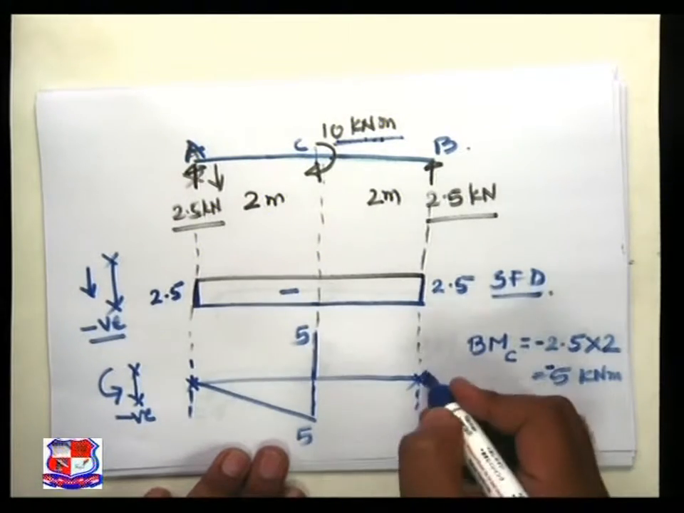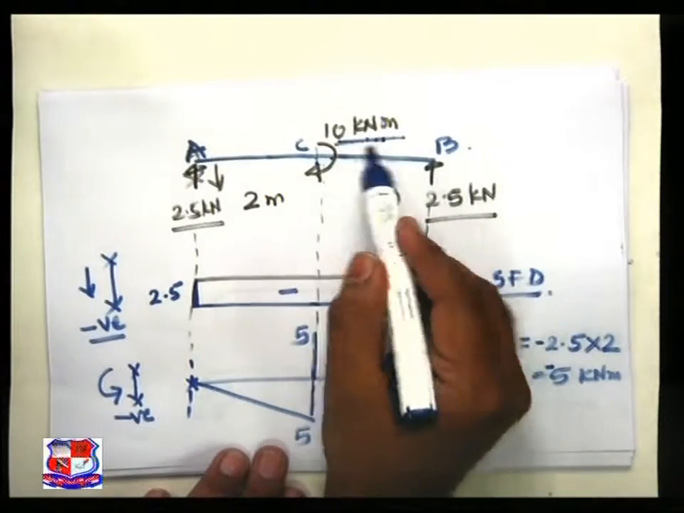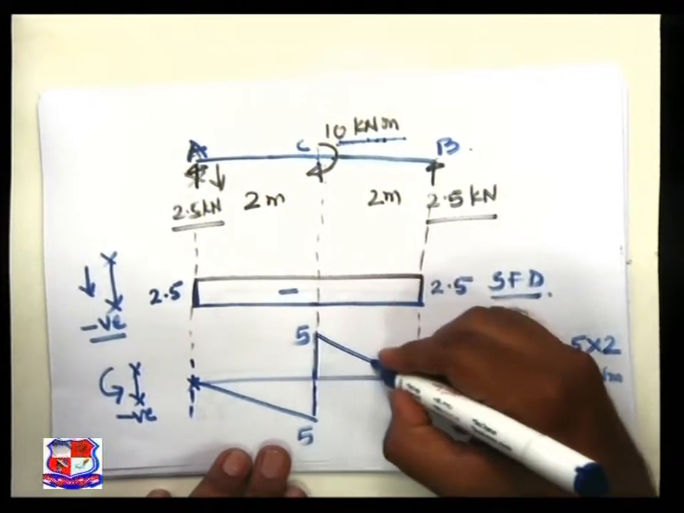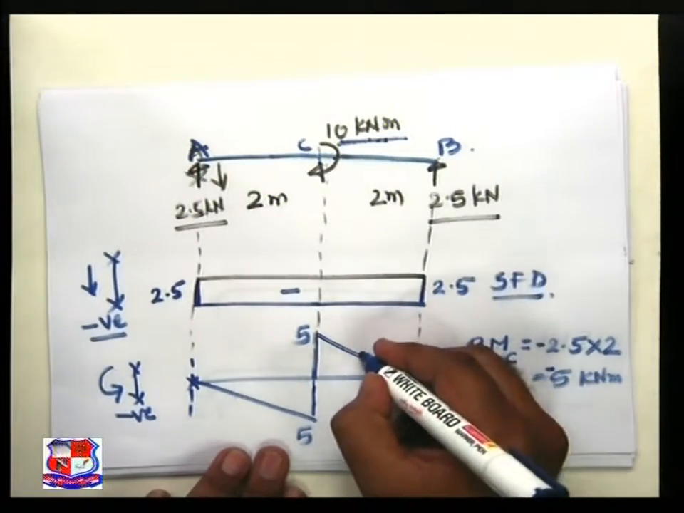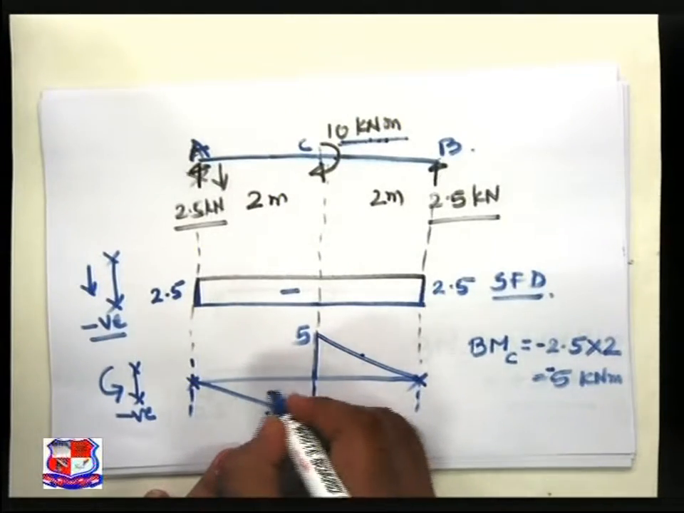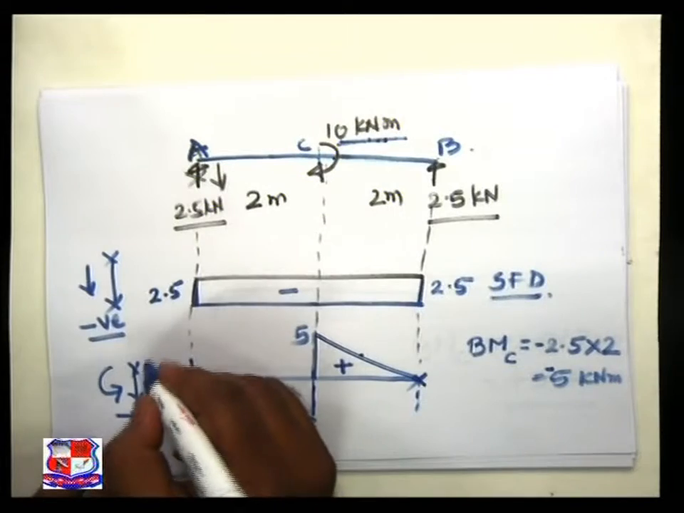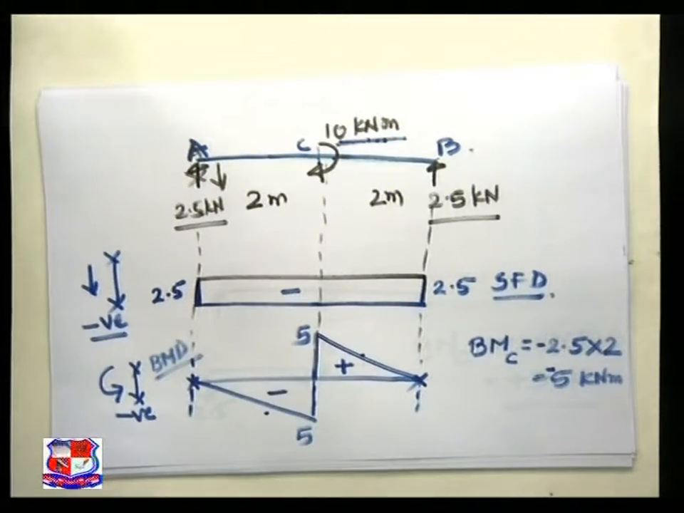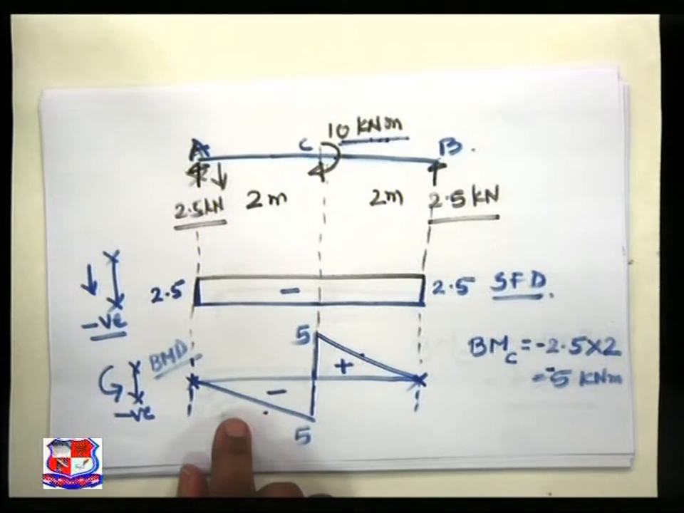Next, at B we know the value is 0, and between C and B there is no load. Variation is given by inclined straight line. This is a straight line, this is also a straight line, negative value, positive value, and this is our bending moment diagram. So what we learn from this diagram, carefully visualize.